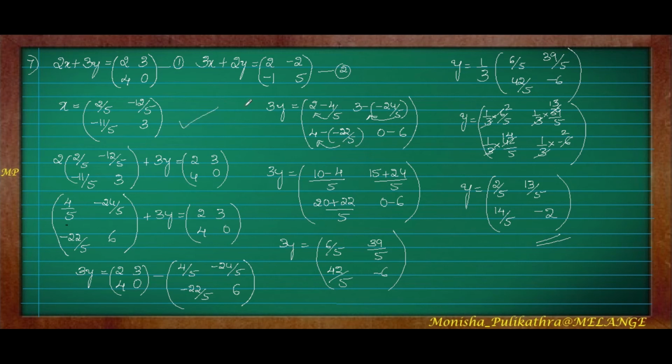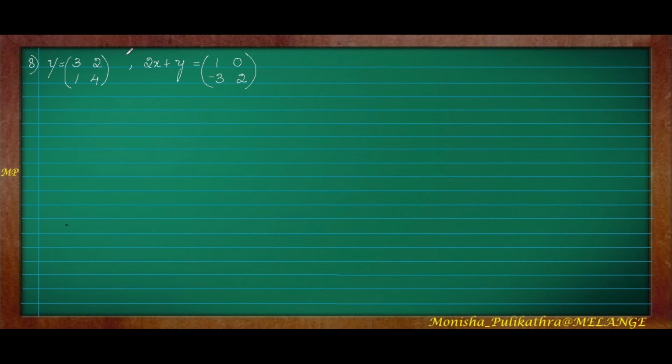We already got matrix X and matrix Y. I hope you understood this. Moving on to the 8th question of this session. Here Y matrix has been given, that is [3, 2, 1, 4], and another matrix with the equation 2x plus y is equal to [1, 0, -3, 2]. So we need to find out the value of x. Since y is given, we need to find out the value of x here.